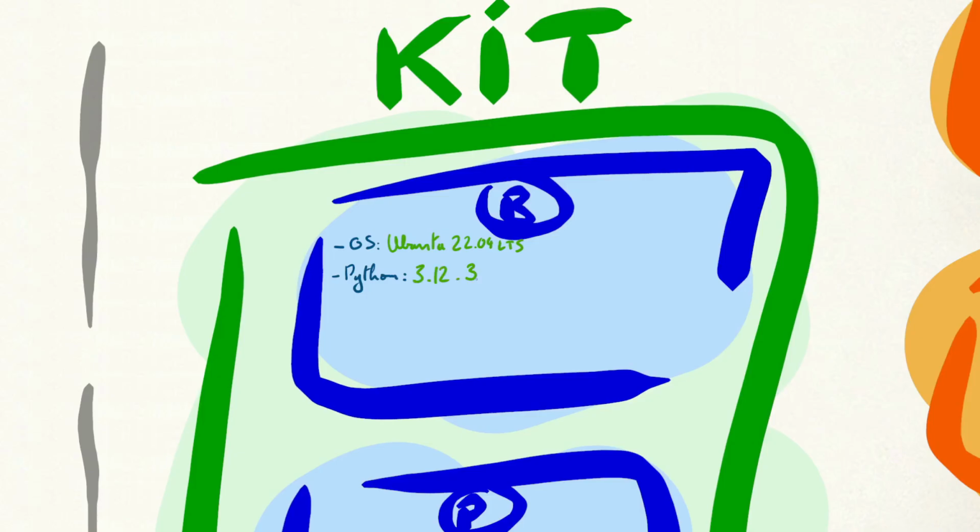Then you have your software. So in this case, just as an example, I put Python with the exact version that I use. 3.12.3 or whatever the thing might be for you, so that you have a system that is reliable for a specific version.